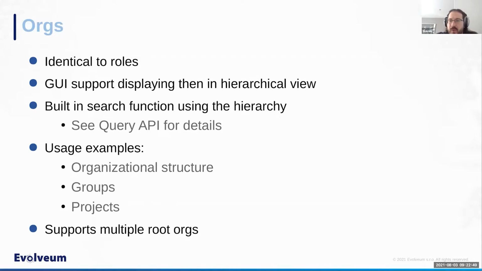And for you to be able to do that, orgs are generally a tree, but this tree can have multiple roots, so you can have parallel structures. For example, you can have your organization structure, and next to it, completely independent, you can have your project structure, both modeled using orgs.